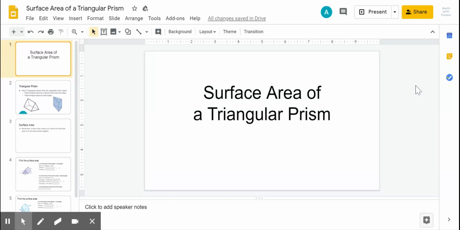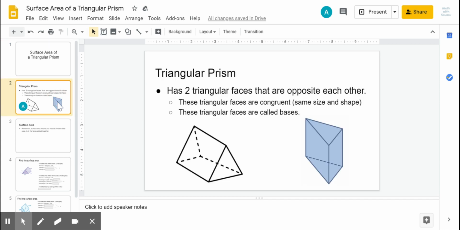Hi there, in this video we are going to find the surface area of a triangular prism. So to start with, you have to know what a triangular prism is and what it looks like. A triangular prism has two triangular faces that are opposite each other.